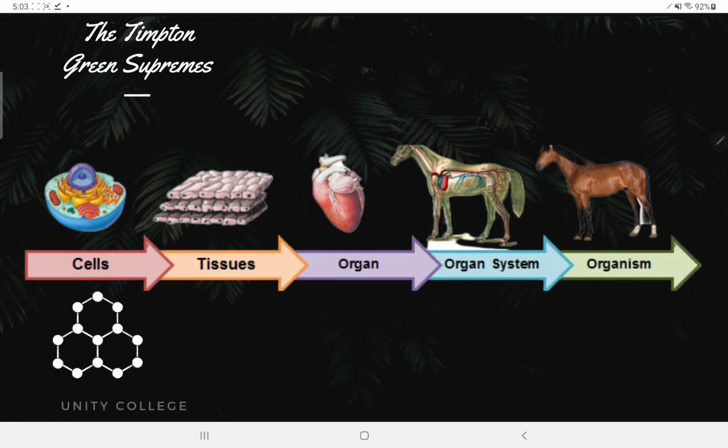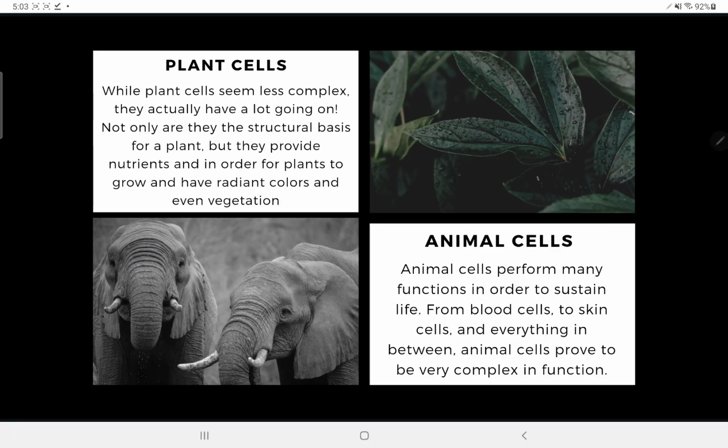Alright, and then same for plants. There's cells, tissues, organs, organ systems, and organisms. So it all forms together to make up the next part of the whole organism.